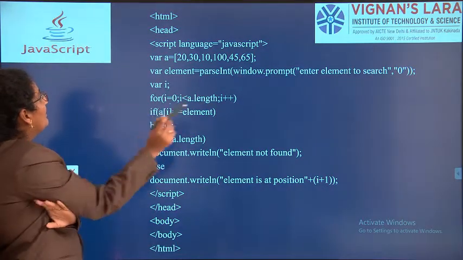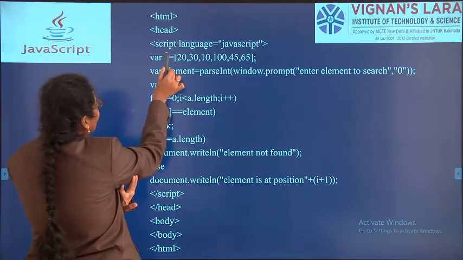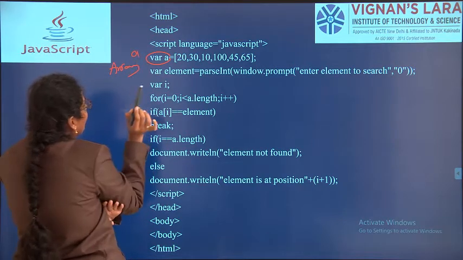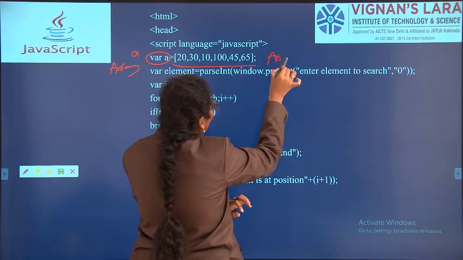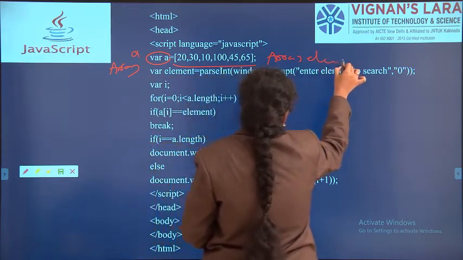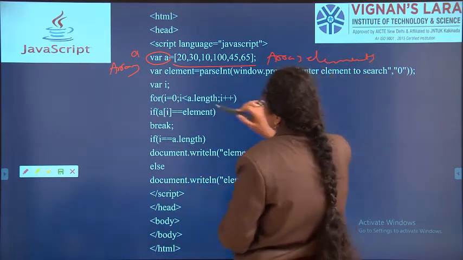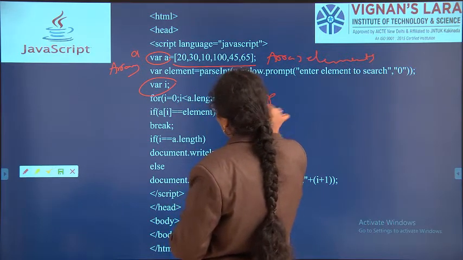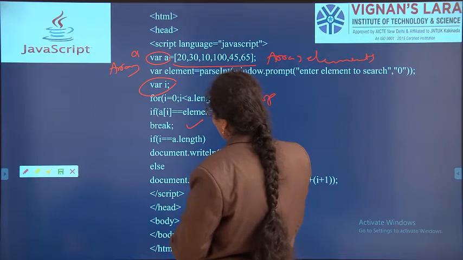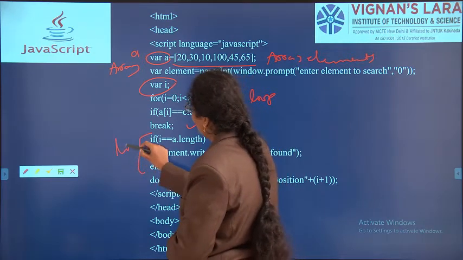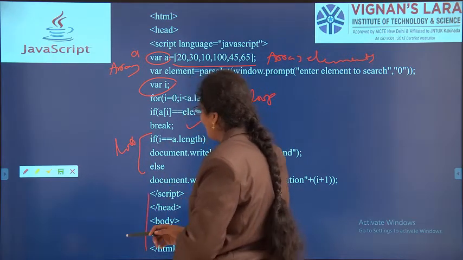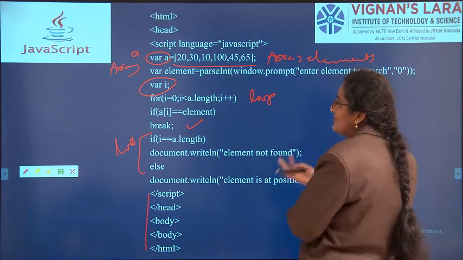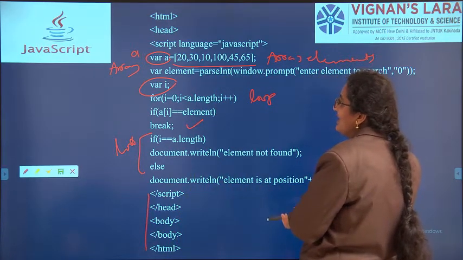See here, first they have declared the array. This is the array, the array name is A, and these are the array elements. Variable I we have declared, for loop we have used, break statement we have used, if else we are using. So closing and ending of tags you know. This is nothing but a simple C program. In C also you will have the same code for linear search.